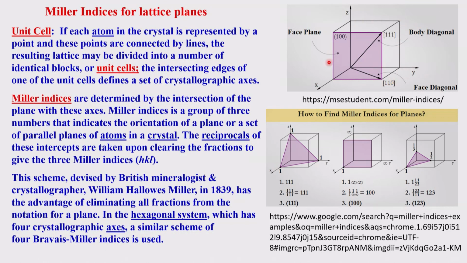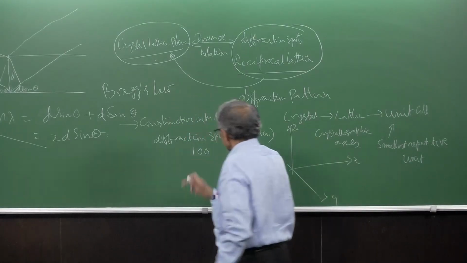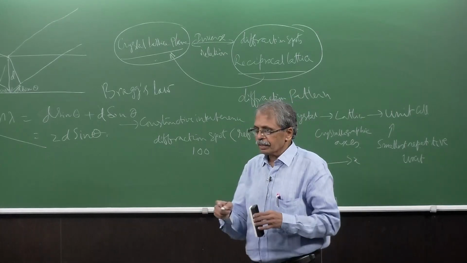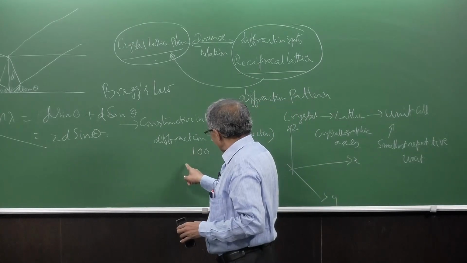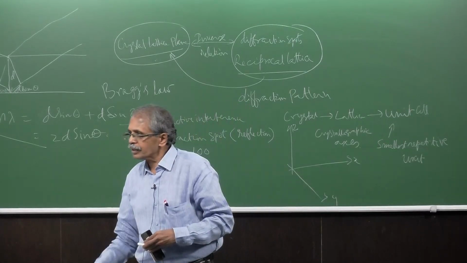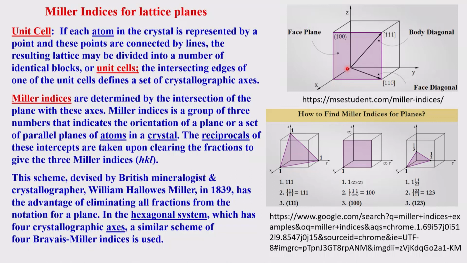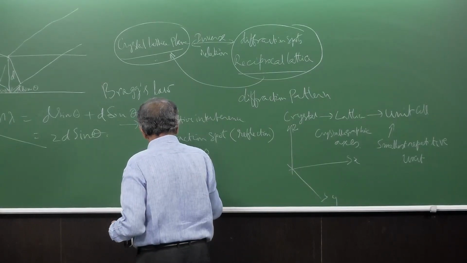Similarly you can have the other one, so you can have one with the 1 0 0. This means this particular plane will intersect with the X axis at 1. You can see that this is your X axis, and this is 1 unit length, whereas in the Y it does not intersect, it is infinite, and in Z it is also not intersecting, it is infinite. So therefore 1 by 1, 1 by infinity, 1 by infinity. This is along X, this is along Y, this is along Z.